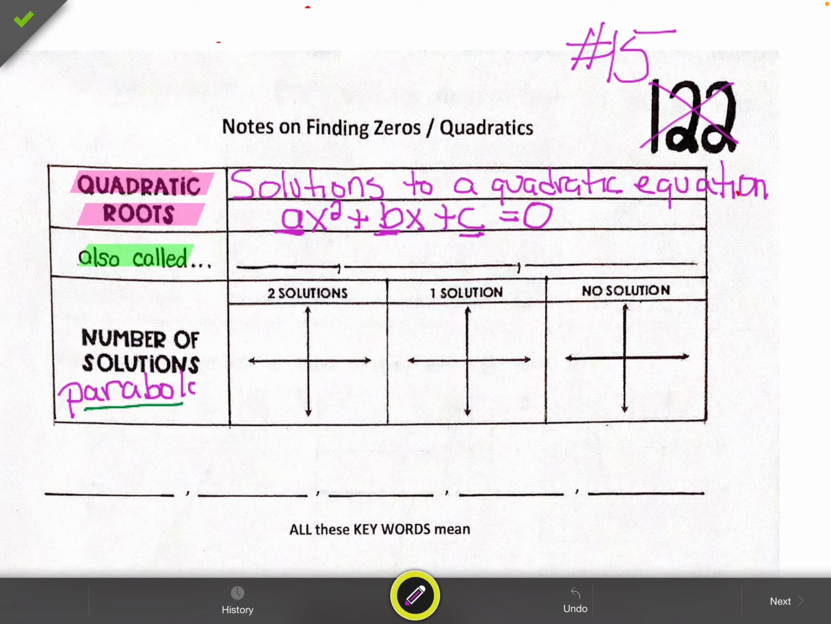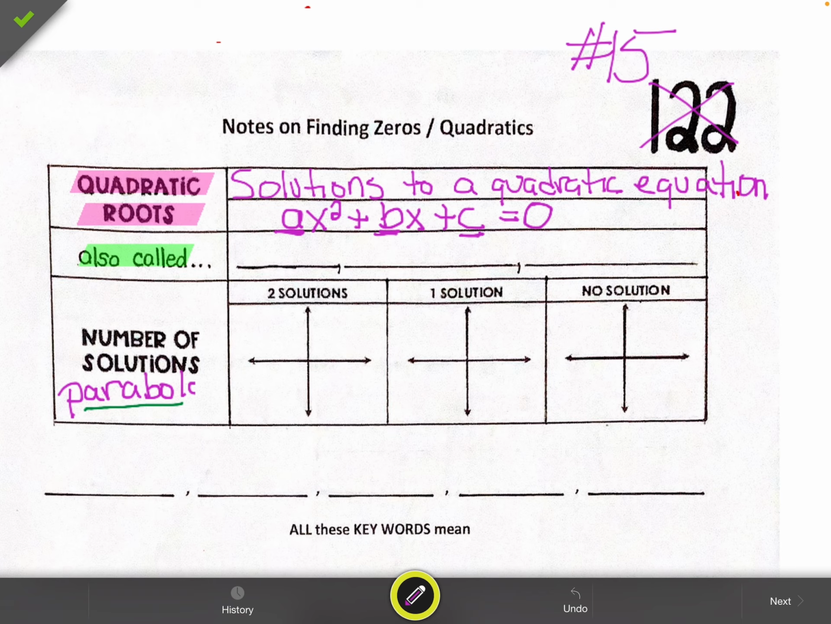The first way we can do it is the way that we're going to show you, graphing. The second way you can do it is by factoring. And the third way to do it is to use something called the quadratic formula, which we will show you later on this week sometime.